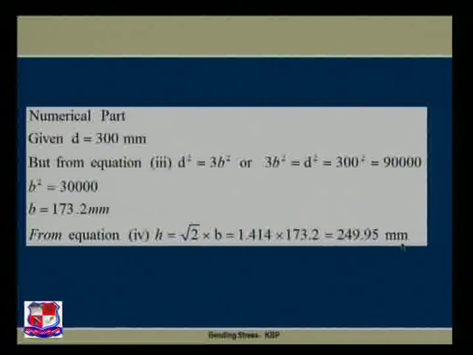249.95 mm. So if the diameter of the circular log of wood is 30 centimeter, 300 mm, I have to cut out a rectangular portion in such a way that B is equal to 173.2 mm and D, that is H, is equal to 249.95 mm, to achieve maximum moment of resistance.